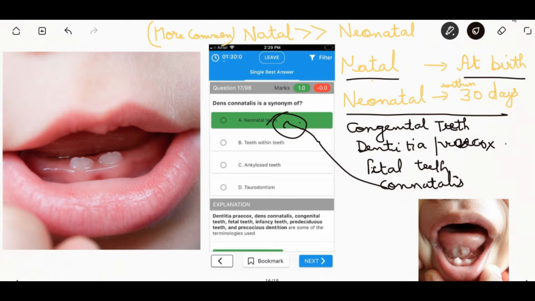What is the shape of natal or neonatal teeth? They can be normal in size, shape and color. Most of them are poorly developed, conical, small, hypoplastic, brown-yellowish in color.